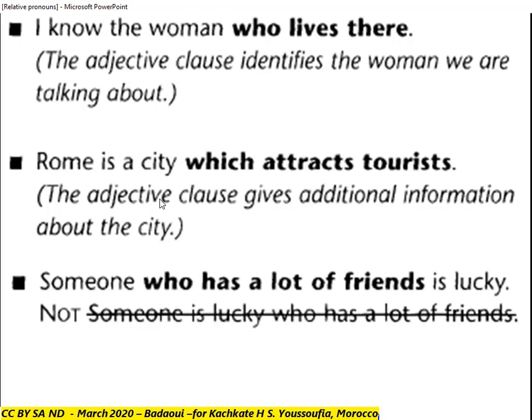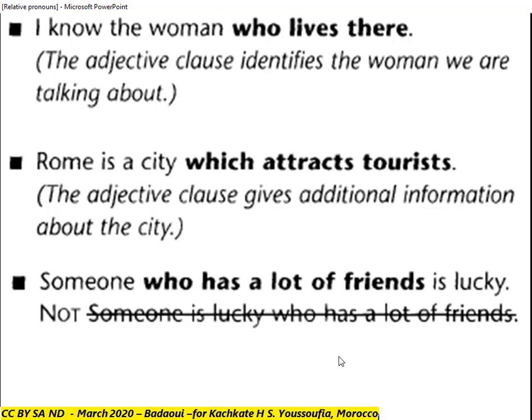Someone who has a lot of friends is lucky. So the word order is very important. We don't say "someone is lucky who has a lot of friends," but "someone," it must be between the clauses, in between, within the sentence. Someone who has a lot of friends is lucky.